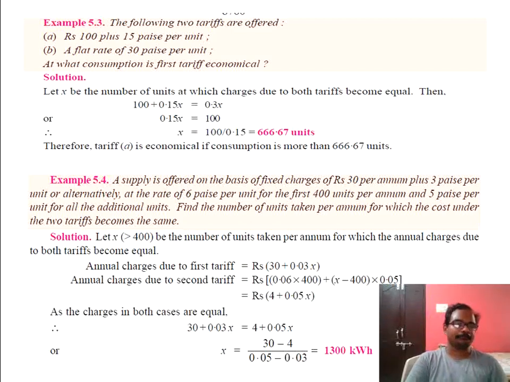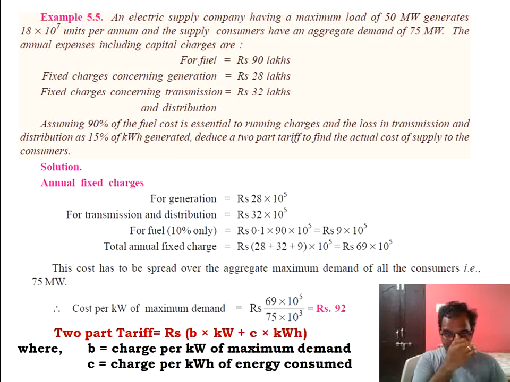And the next problem, the fifth problem. An electrical supply company having a maximum load of 50 megawatts generates 18 into 10 to the power of 7 units per annum. The supply consumers have an aggregate demand of 75 megawatts. The annual expenses including capital charges are: for fuel 90 lakhs, fixed charges concerning the generation 28 lakhs, fixed charges concerning the transmission and distribution 32 lakhs.